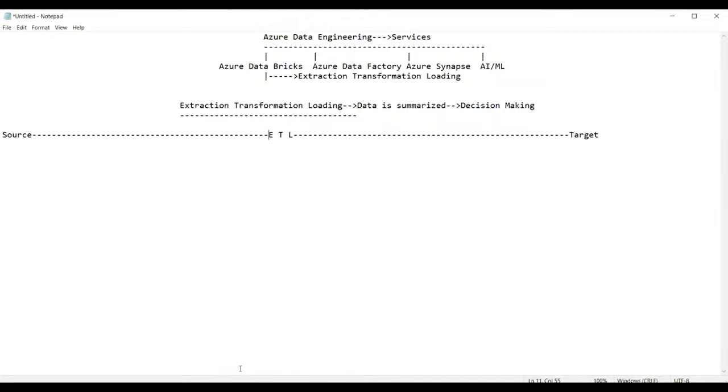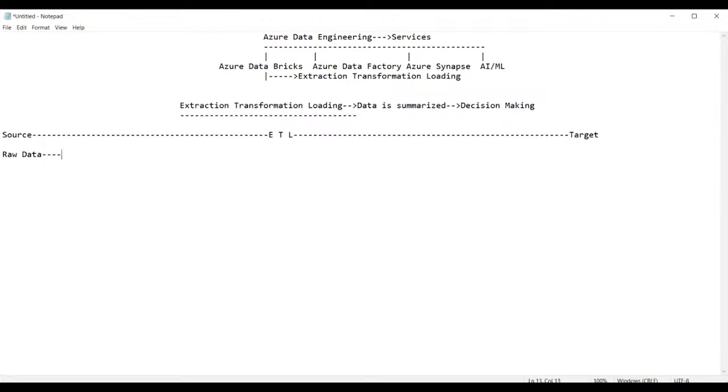ETL is a process where the data is summarized. So what is the source? What is the target? Let us try to understand this, guys. Source is a place where we get the raw data. Source is a place where we get, what is that, guys? Raw data.